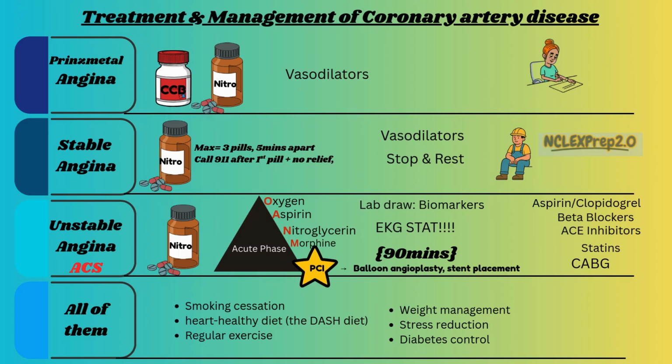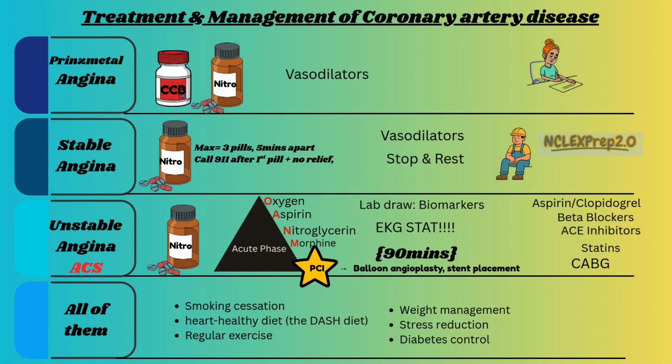How do we treat and manage coronary artery disease? We have prinzmetal and variant angina. Give or teach the patient to take calcium channel blockers like verapamil, diltiazem, nifedipine, or take nitroglycerin to vasodilate the artery. Also teach them about the side effects such as hypotension, orthostatic hypotension, and some patients will report leg swelling or bilateral edema on the feet when they take calcium channel blockers because of that vasodilation.